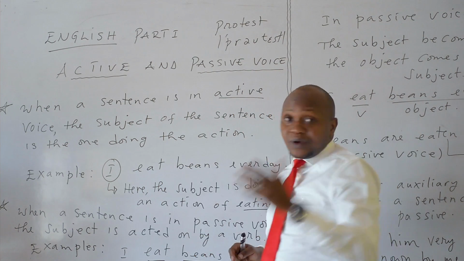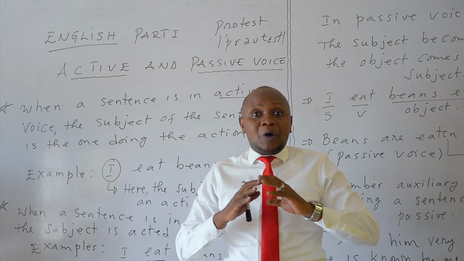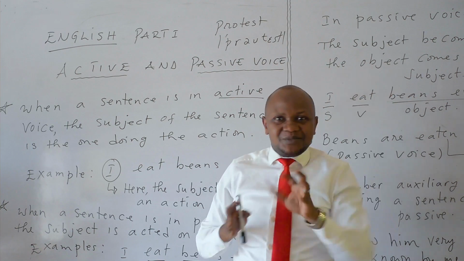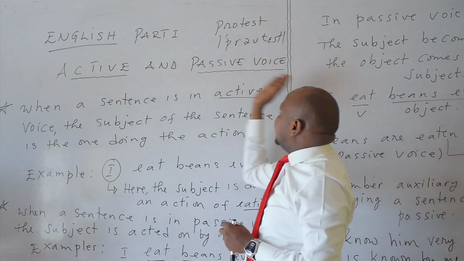Good. Then that's why you have Protestants. Protestants means people who object to something. Protestant, protest. Good. Then here, active and passive voice.